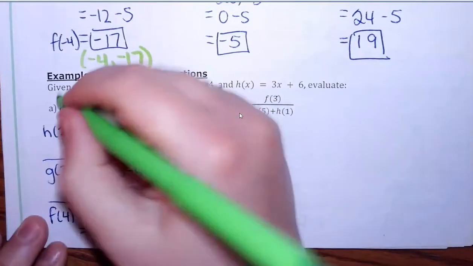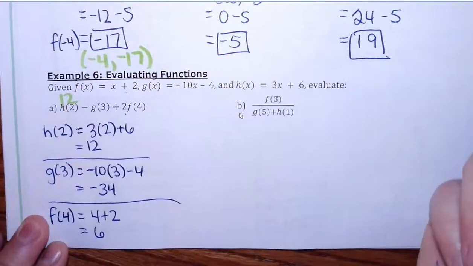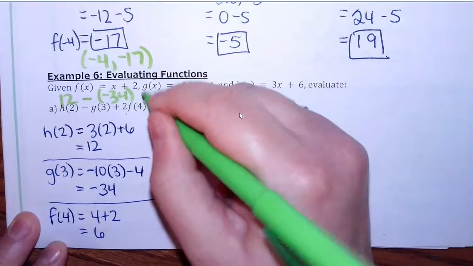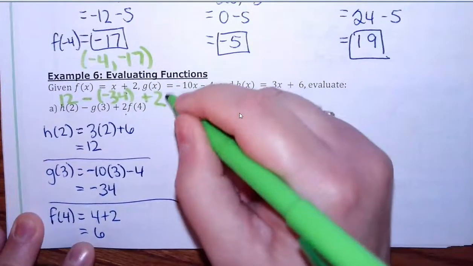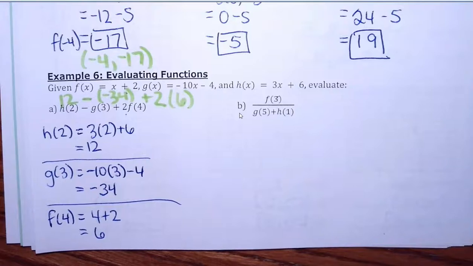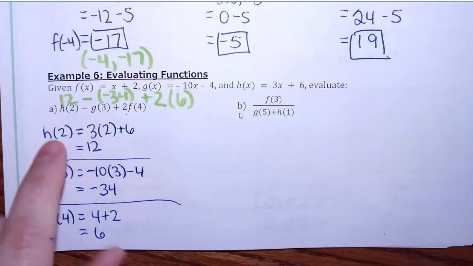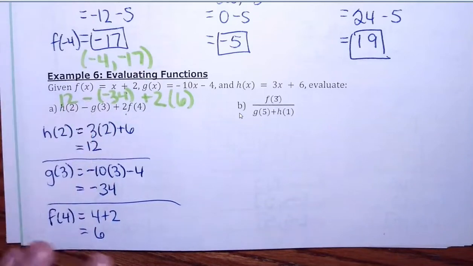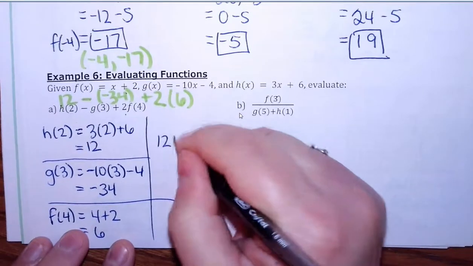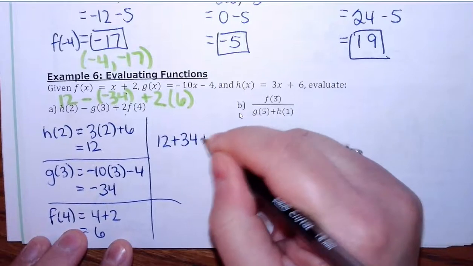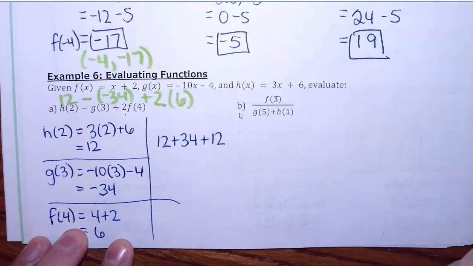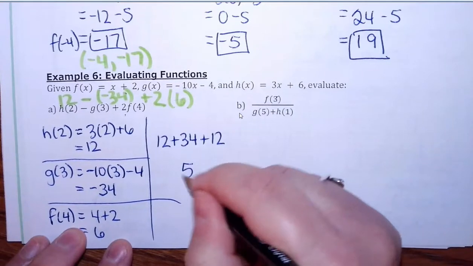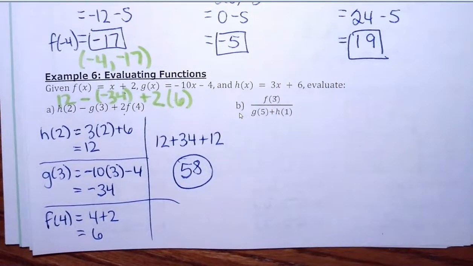So h of 2 is 12. G of 3, now this is a little tricky, is negative 34. And then plus 2 times f of 4, which should be plus 2 times 6. All right, so what do we got here? I've got 12 minus a negative 34. Here, I'm going to write it down here. This is going to be 12 plus 34, and then 2 times 6 is 12, so plus 12. We're just going to add those numbers up to get our final answer. So it should be 58 when you add that all together.